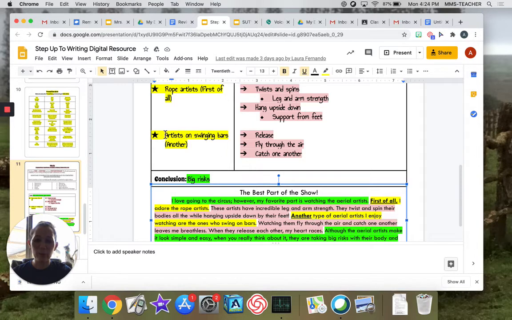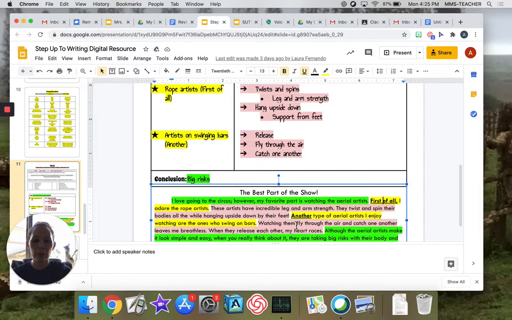Okay, then I'm going to go on to my second star or key idea. And that's my second transition. Another type of aerial artist I enjoy watching are the ones who swing on bars. And that's right here. And remember, I then need to go to my E's. And I'm going to take a look at my notes and see what I wrote. Okay, then I'm going to continue on. Watching them fly through the air and catch one another leaves me breathless. When they release each other, my heart races.